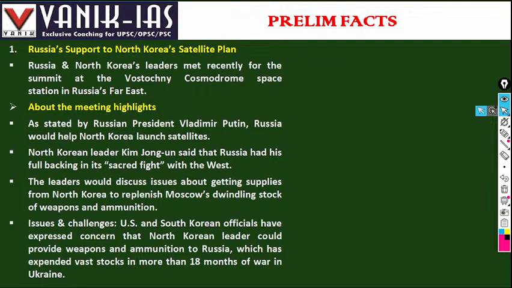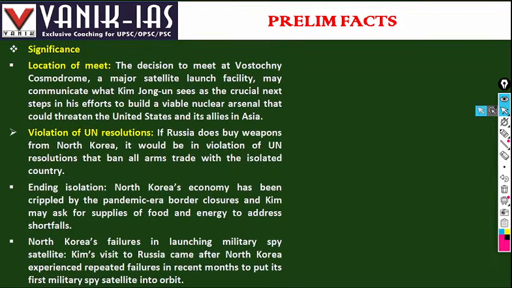Issues and challenges: US and South Korean officials have expressed concern that the North Korean leader could provide weapons and ammunition to Russia, which has expended a vast stock in more than 18 months of war in Ukraine. Because Russia has used many of its weapons, it requires more, so there is apprehension that North Korea will step into the role of supplying ammunition to Russia.